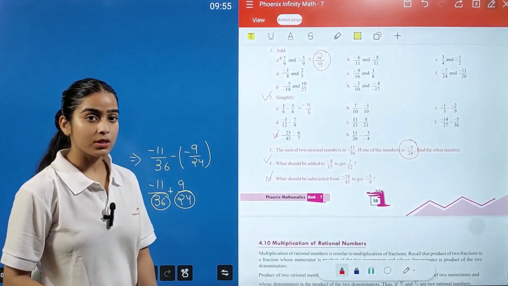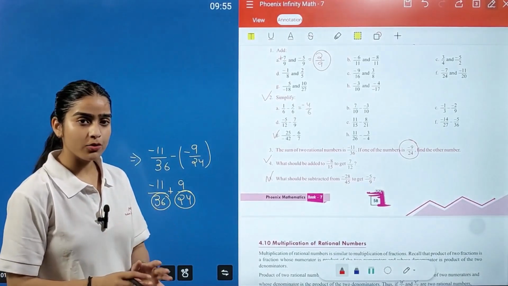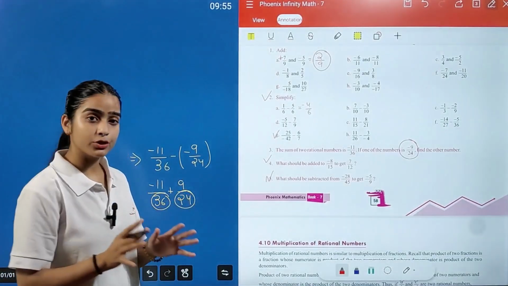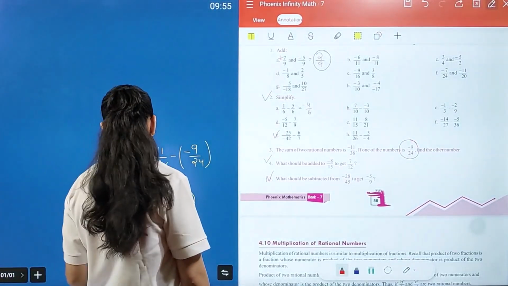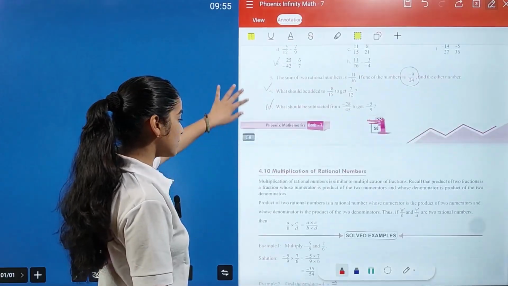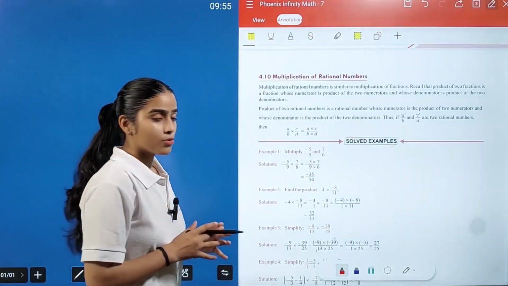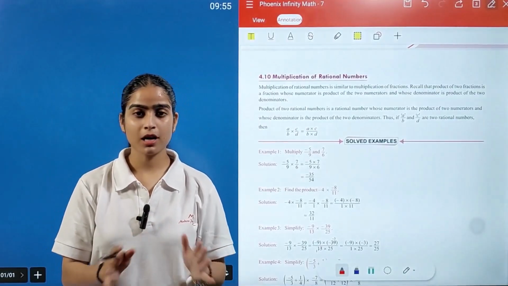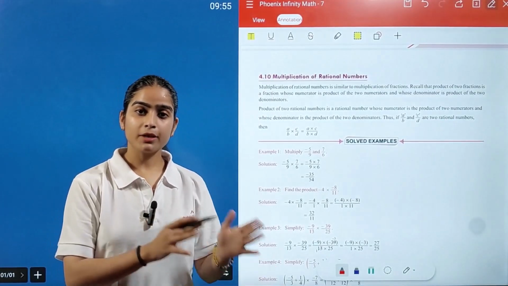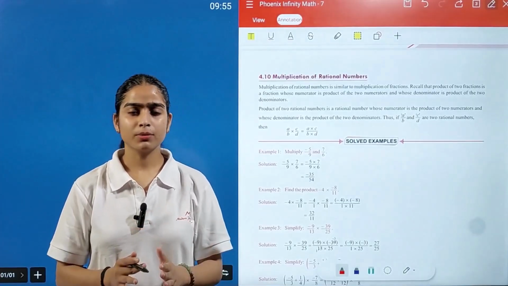So I hope, students, we have already done so many questions related to rational numbers and fractions. So this is very simple for you and you can do it yourself. Now we move forward and here we have multiplication of rational numbers. Multiplication of rational numbers is very simple, as we do in fractions. We just have to multiply numerator with numerator and denominator with denominator directly.